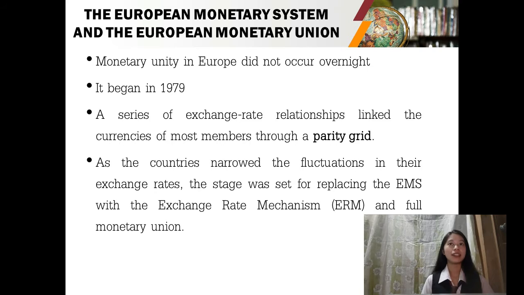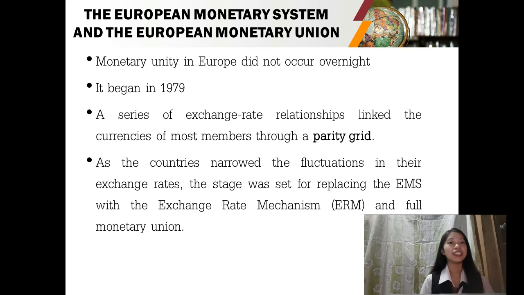The European monetary system and the European monetary union. Monetary unity in Europe did not occur overnight. It began in 1979, when the European monetary system was set up as a means of creating exchange rate stability within the European community, as a series of exchange relationships linked the currencies of most members through a parity grid. Parity grid determines the exchange rate at which intervention is necessary to maintain the peg to the European currency unit.